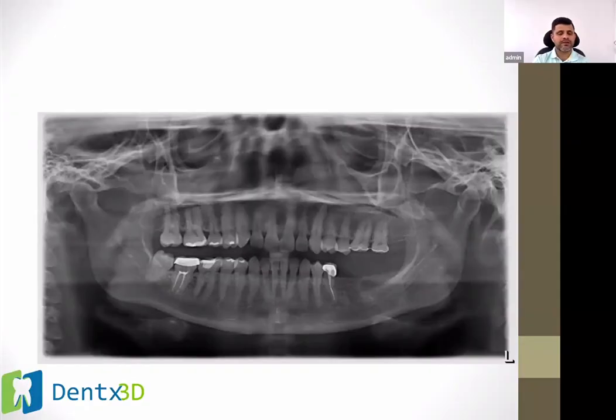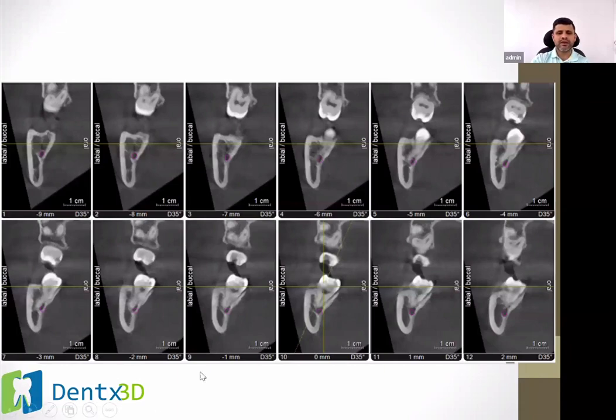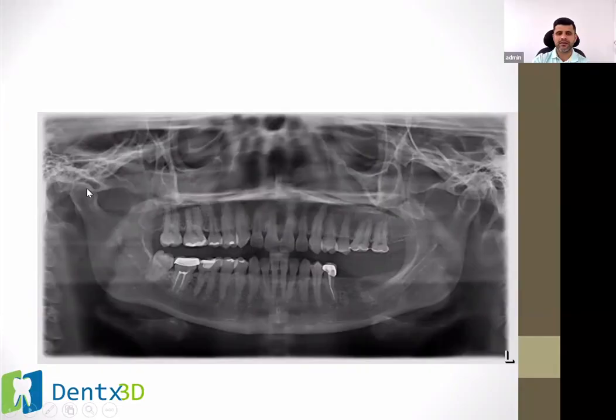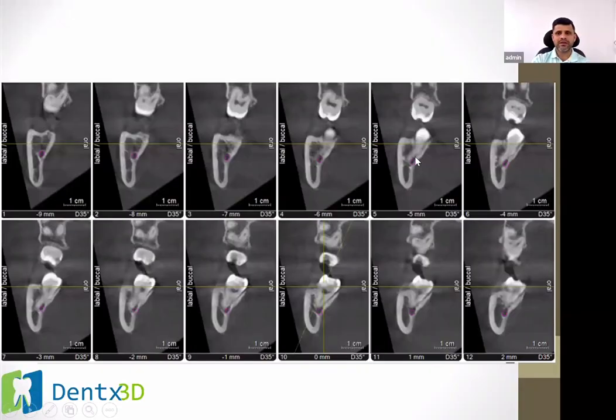Another example here: there is an impacted tooth, right? And the nerve canal is very close to the root. We don't know whether it is buccal, whether it is lingual, or whether it is actually touching the root. But when we take a CBCT scan, we can see that the purple part here is the nerve canal, right? So we can see the root has appeared now. This is lingual to the root, right? And it is compressed between the roots and the lingual cortex of the mandible, right? So this is how we can identify the relation of the nerve to the tooth.